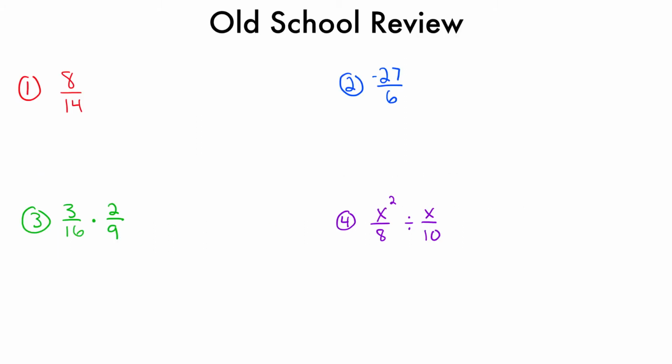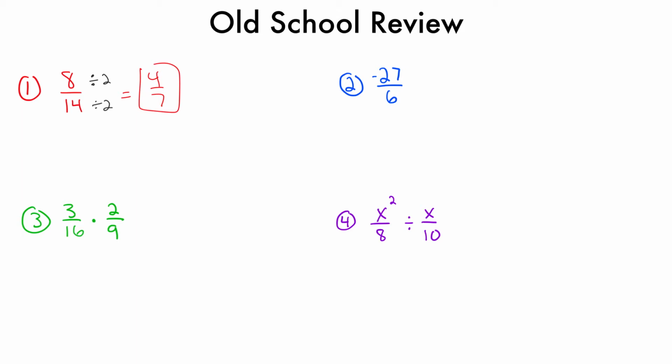So first, here's some old school review for you. These should all be problems that you know how to do relatively well. Problem number 1, I have 8 over 14. That's a reducible fraction. It's reducible because the 8 and 14 are both divisible by 2. If you divide the top and bottom by 2, you will get the reduced fraction 4 over 7. You are done.